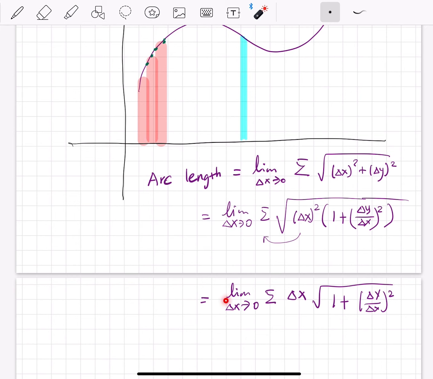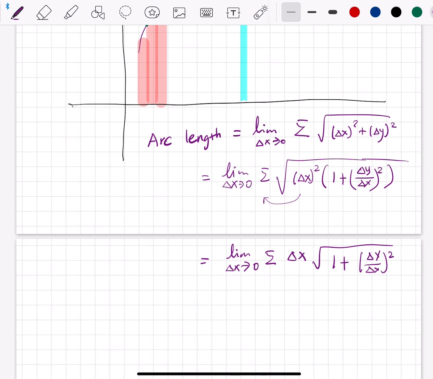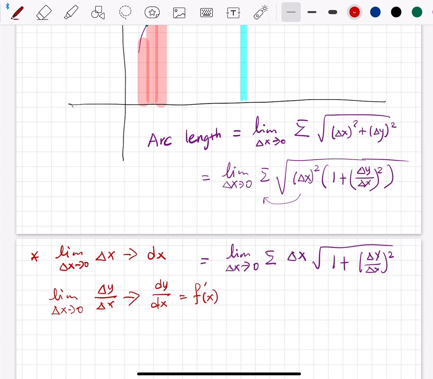So what is the limit as delta x approaches 0 of delta x? You are probably thinking that it is going to be equal to 0, but it's not. It's going to be a really, really thin slice, getting really close to 0 but not 0. We use a special symbol to denote that, which is dx. So the limit as delta x approaches 0 of delta x is rewritten as dx. For the same reason, the limit as delta x approaches 0 of delta y over delta x is rewritten as dy over dx. Now, what is dy over dx? This is just the first derivative.